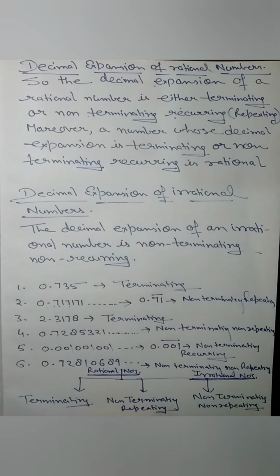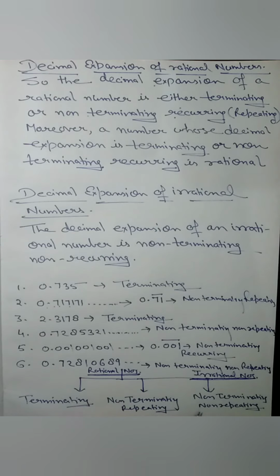There are 3 types of decimal expansion: terminating decimal expansion, non-terminating repeating decimal expansion, and non-terminating non-repeating decimal expansion. The first 2 types of decimal expansion we get from the numbers which are in the form of P upon Q, and the last type we get from the numbers which are not in the form of P upon Q. So we can say that decimal expansion of rational numbers will be either terminating or non-terminating repeating, and decimal expansion of irrational numbers will always be non-terminating, non-repeating.